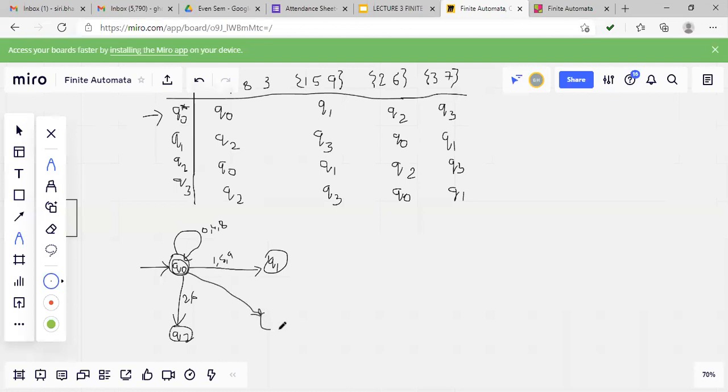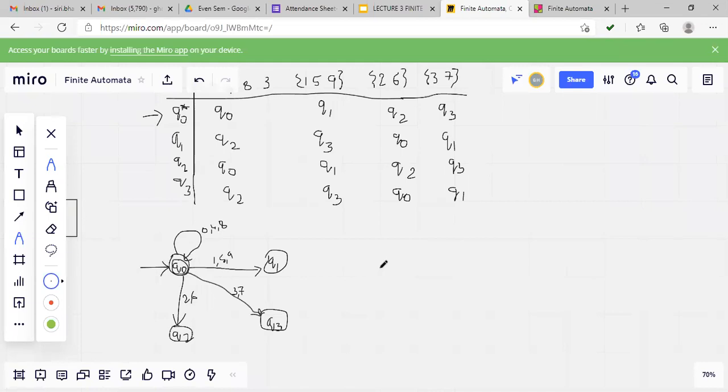So Q0 is going to Q3 on 3, 7. That is 3 and 7. Are you getting, students, how to read this table and convert that to a transition diagram? So we have done only Q0. Similarly, we have to draw for Q1, Q2 and Q3. It's not mandatory to place Q1, Q2, Q3 in fixed positions. You can place them anywhere, but you should highlight the start state and the final state.